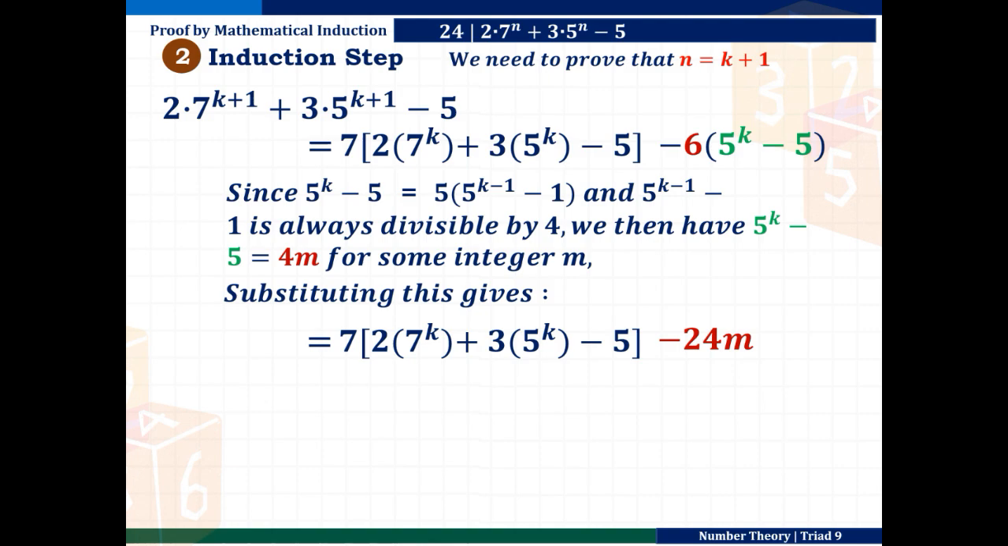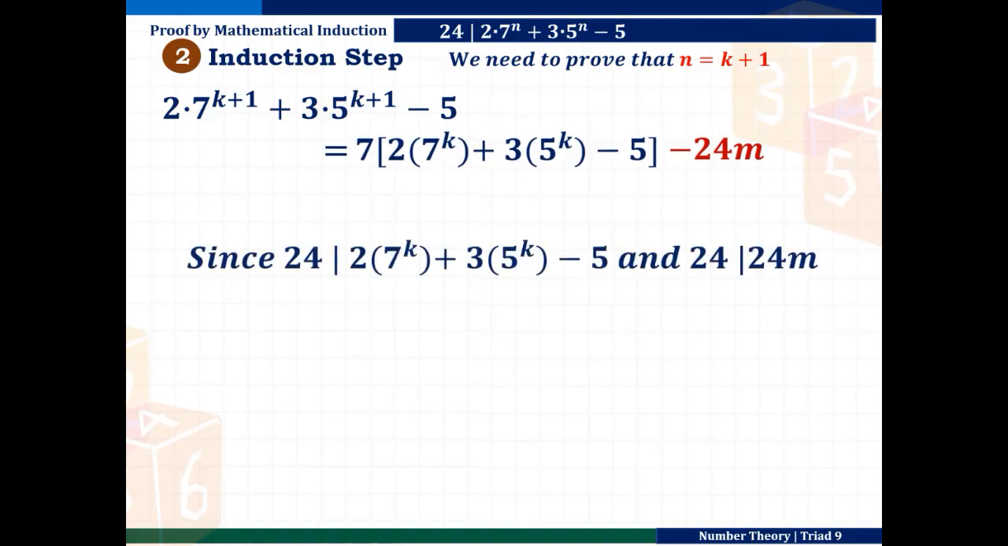Substituting this gives 7 open bracket 2 times 7^k + 3 times 5^k − 5 close bracket − 24m. Since 24 divides 2 times 7^k + 3 times 5^k − 5 and 24 divides 24m, then 24 divides 2 times 7^(k+1) + 3 times 5^(k+1) − 5.